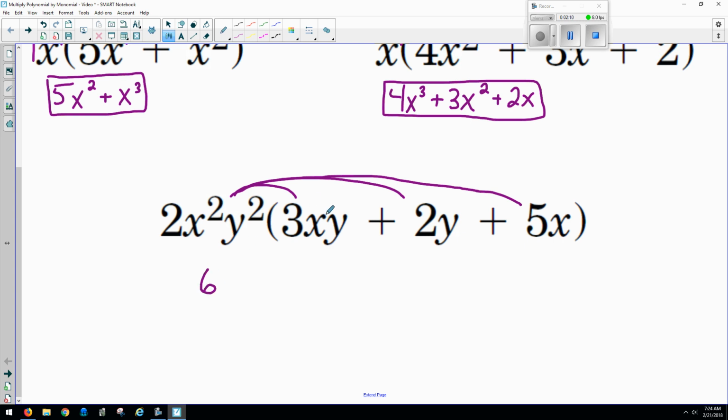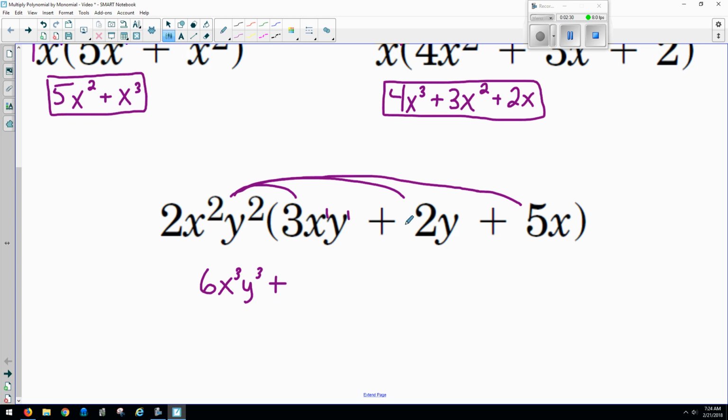x squared times x. Again, we have a 1 as the exponent on both of these. So x squared times x would be x cubed. y squared times y would be y cubed. Bring down the plus sign. Don't forget to bring down this plus sign. It would say something entirely different if you didn't have it there.